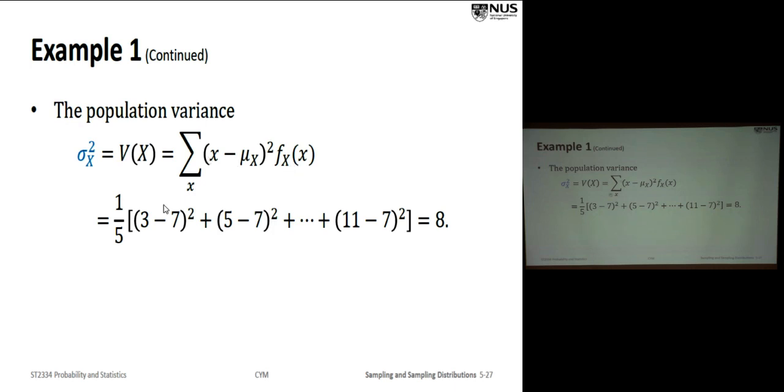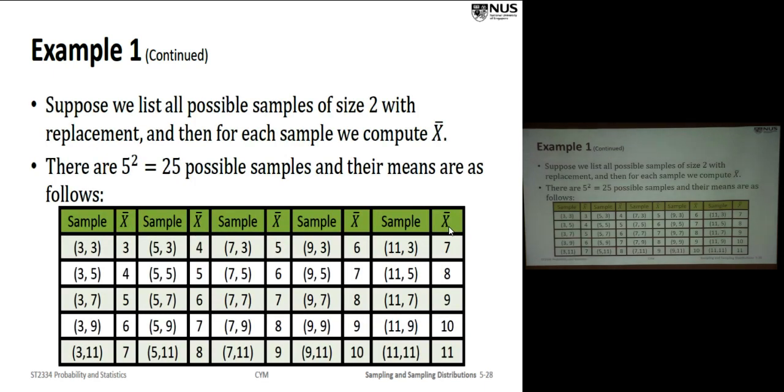So this summation just becomes 3 minus 7 all squared, that's the first value of x, plus 5 minus 7 all squared, that's the second value of x, and then the fifth value of x is 11 minus 7 squared, and you add all the ones in between. So the variance of the population is 8. Hopefully that's relatively understandable given what we've studied in the last 5-6 weeks.